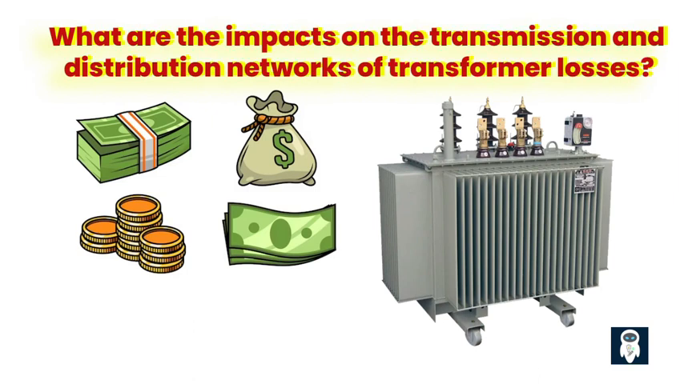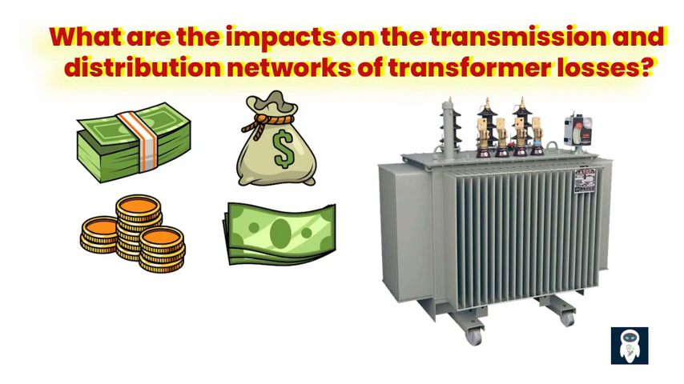Core losses introduce harmonics into the system, resulting in poor power quality. Harmonic distortions can cause voltage fluctuations, increased heating in equipment, and interference with sensitive electronic devices. These power quality issues can lead to operational problems, reduced equipment lifespan, and increased maintenance requirements. Transformer losses also contribute to increased system loading.